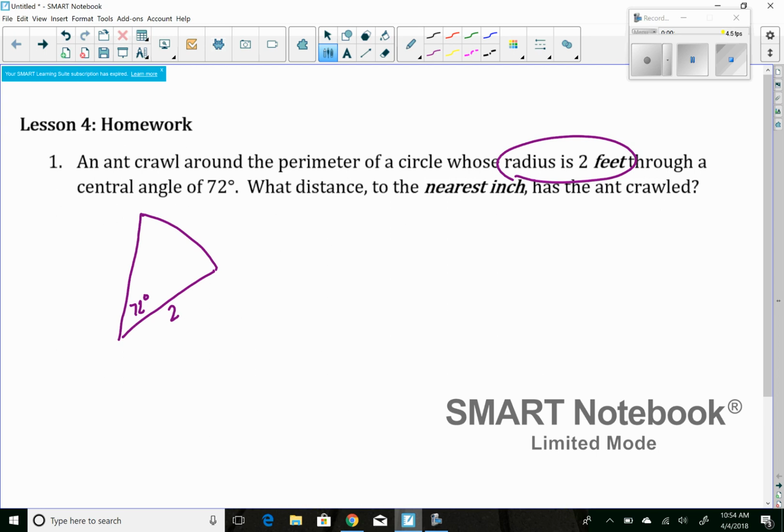So when we're finding the arc length, we use S for the symbol. It has an angle of 72, which is over 360, times, now in this question, we're not considering the area of the sector. We want to know the distance on the outside or the crust of the slice of pizza we said in class. So that's circumference. So we're going to say 2 pi times the radius, which we said was 2.